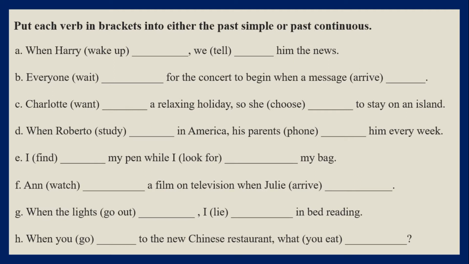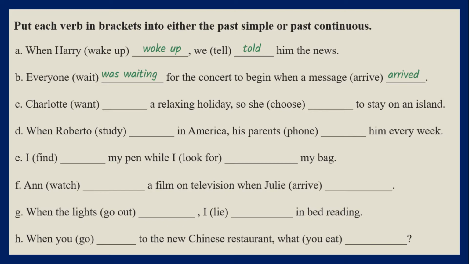All right. A. When Harry woke up, we told him the news. These are two main events which are happening one after another. B. Everyone was waiting. Everyone is singular, so we use was. Everyone was waiting. Waiting was something which was in progress, so we use past continuous, for the concert to begin, when a message arrived. So in here, this is a main event, we use past simple.